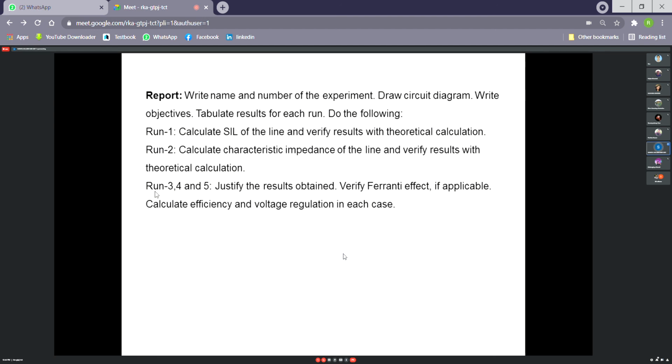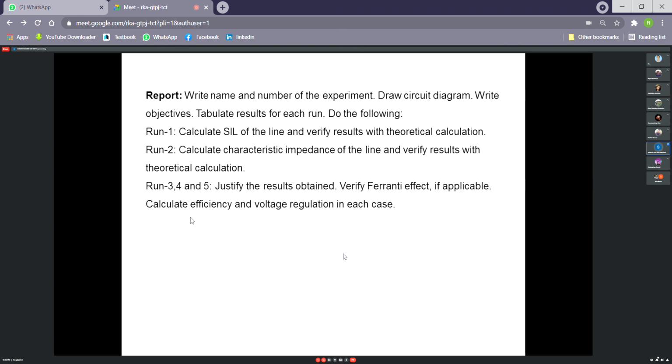Then for run 3, 4 and 5, justify the result obtained. Whatever result you have obtained in the table, you justify. Verify the Ferranti effect if applicable. For low load condition, the Ferranti effect will be there, so you justify that the Ferranti effect should be there and it has happened. Explain the extent of it.